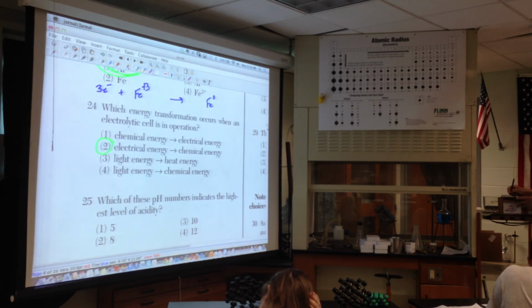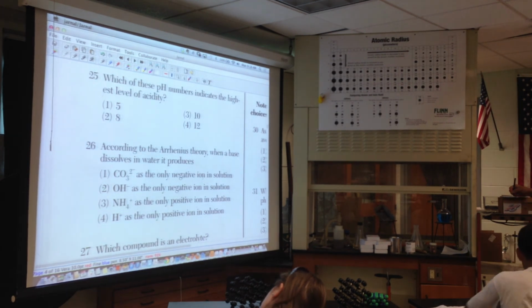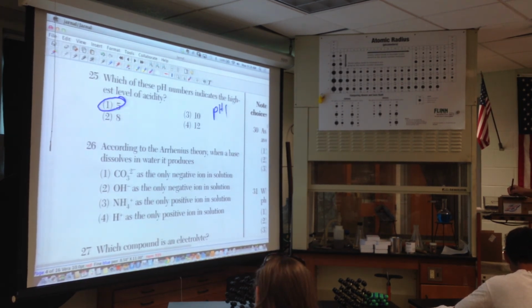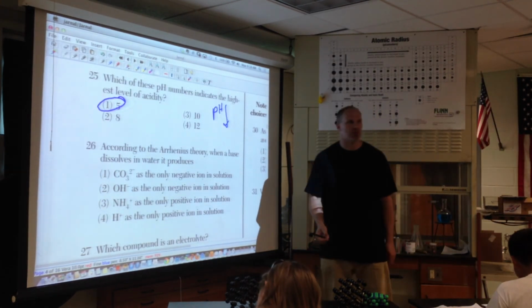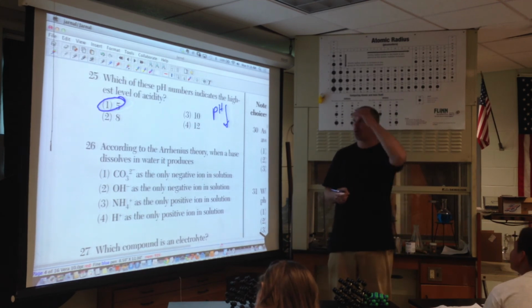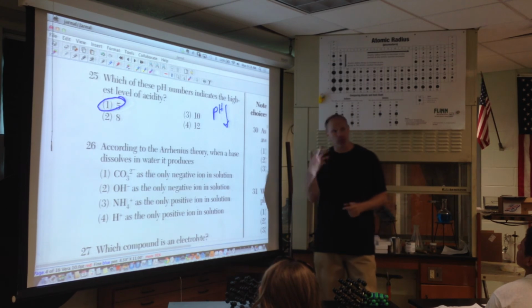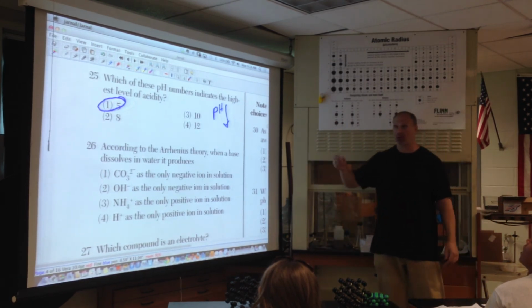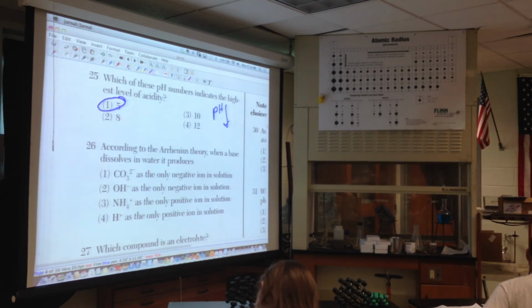All right. 25. Which of these pH numbers indicates the highest level of acidity? pH is low as you get more acidic. There's a great way to remember this. Anything above 7 is basic, anything below 7 is acidic. There is some reasoning behind that, but I'm not going to get into that right now. If you want to, you can look at the crash course in acids and bases for more details. But you should know everything lower than 7 is acidic at this point.